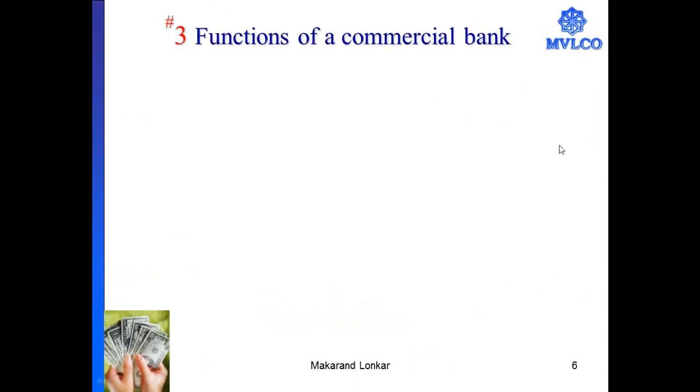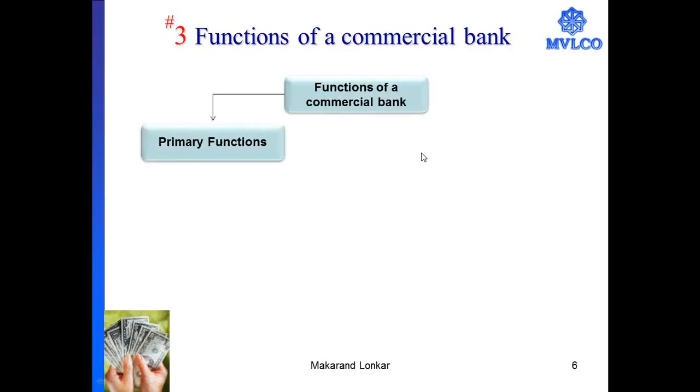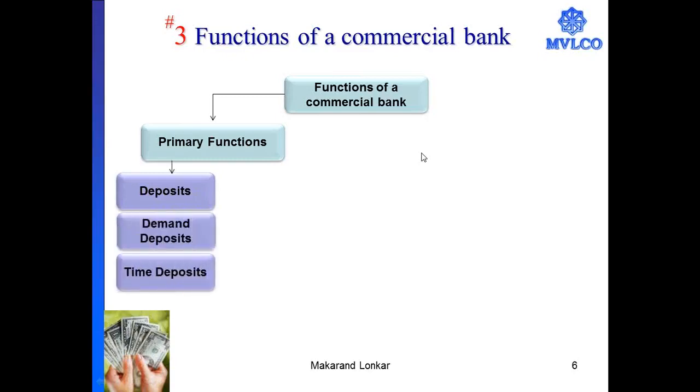Now let's proceed to the next point and understand the functions of a commercial bank. A commercial bank has three basic activities, as we said earlier also, and I will divide them now into primary functions and secondary functions. In the primary functions, we will have deposits, and under deposits we will have demand deposits and time deposits. An example of a demand deposit could be a current account or a checking account and also a savings account.